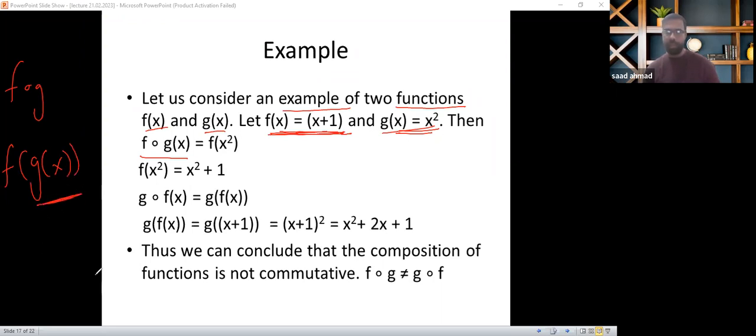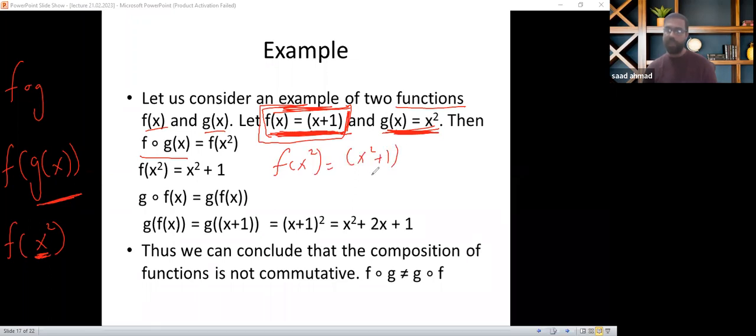So what is g of x now? The g of x is equal to x squared. So you plug in the value for g of x, which is x squared. Now the input is not x, the input is x squared. What is the function f? F of x equals x plus 1. So now we have f of x squared. That will be x squared plus 1, because we replace the x by x squared. That's what we get for f of g of x. This is one of the compositions, f of g of x.